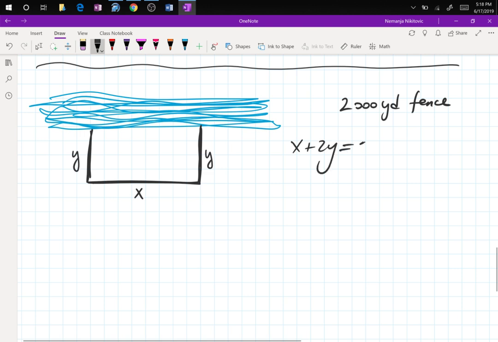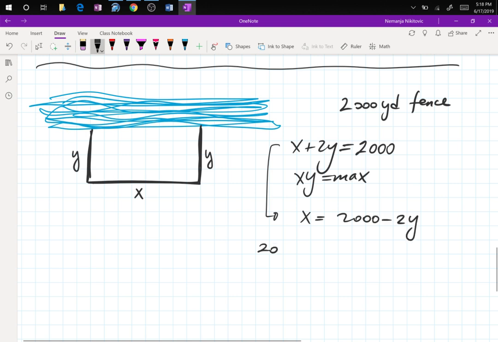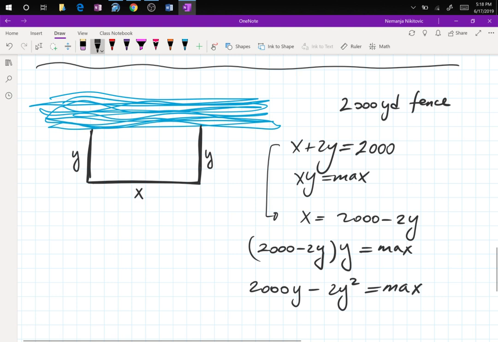So do we all have x plus 2y equals 2,000? Yes. And we still have xy is max. Yes. Great. So now x is equal to 2,000 minus 2y. So that's 2,000 minus 2y times y equals 2,000y minus 2y squared. I said let's do it in terms of y because it's avoiding fractions.